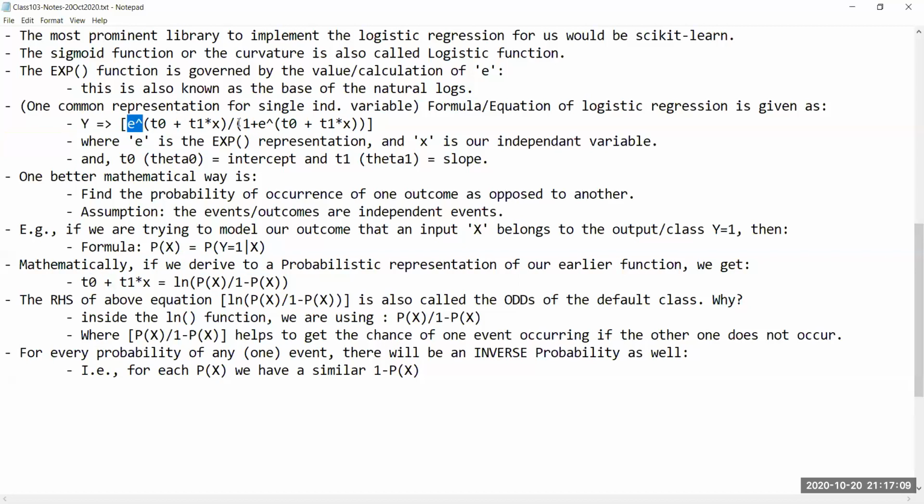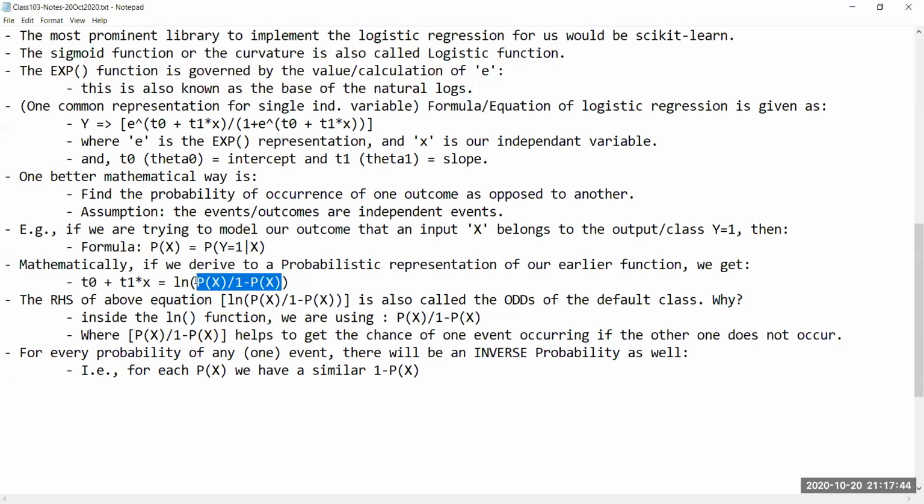The exponential function is gone. This part becomes null and void. My exponent and the logarithm are going to cancel themselves out, and what is left is this much more. So my left hand side becomes theta 0 plus theta 1 multiplied by x. And my right hand side, which is the probabilistic representation, becomes the logarithm of the probability of the outcome of x divided by the probability of what is not x.